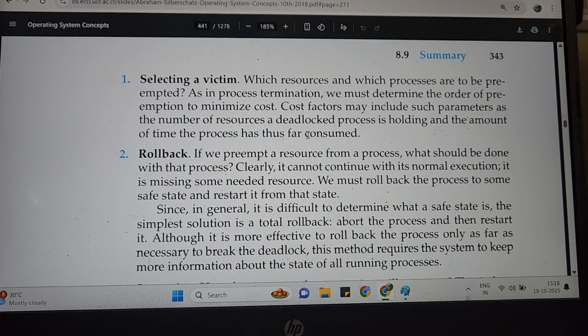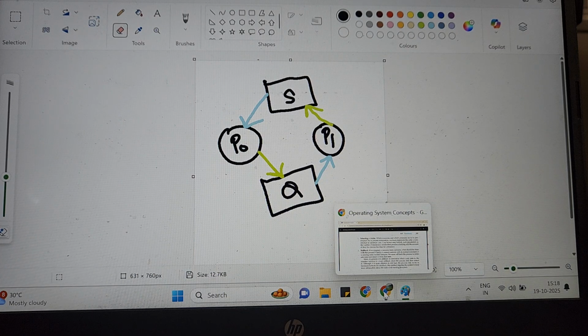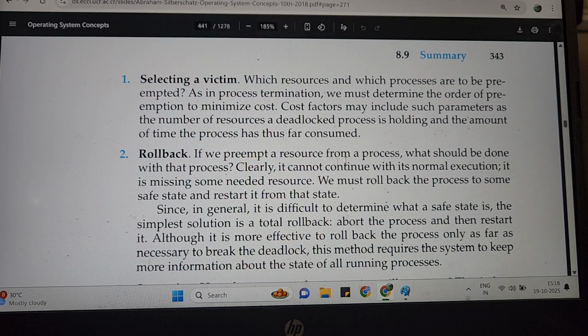But again, the idea is who is going to preempt. Going back to our same deadlock example, the good old example we've been working with, who's going to choose to be the bigger person here? Will it be P1 or P0? That's again a choice we have to make. And on what basis do we make it? Cost factors, number of resources, how much progress it has made, all of that.